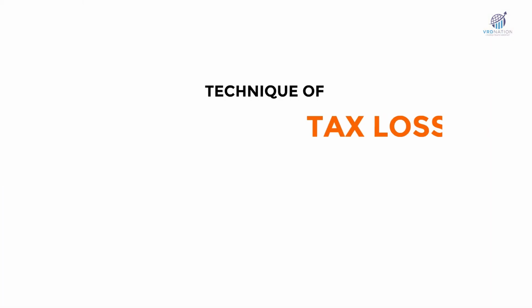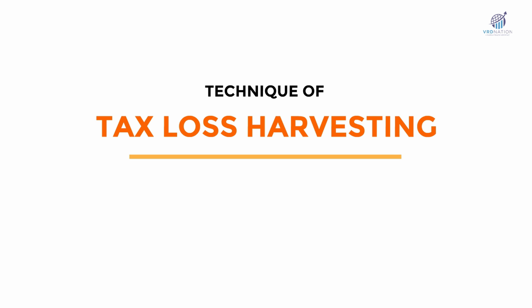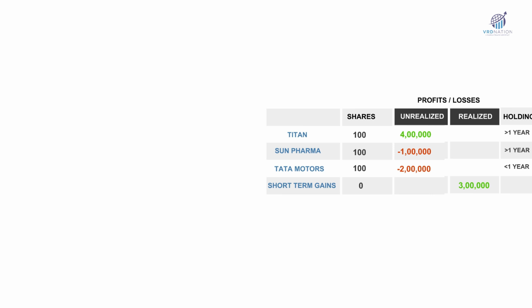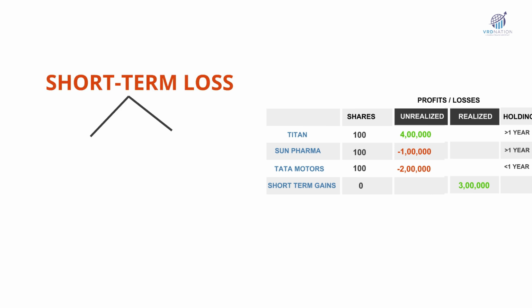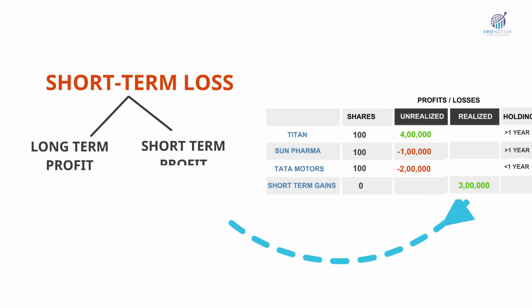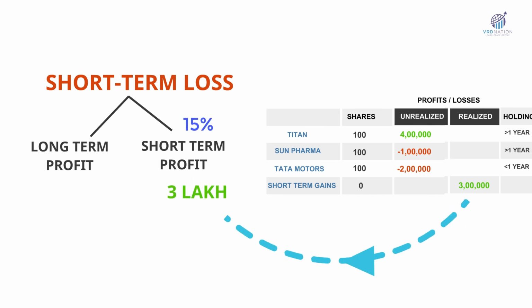Let me tell you the technique of tax loss harvesting that will bring down your tax liability without affecting your portfolio. So our income tax department says that if you have incurred any short-term loss, you can use that to offset any profits you have made from either long-term or short-term profits. Now you have a short-term profit of 3 lakh rupees on which you are willing to pay a full 15% tax. Why not incur a short-term loss and bring down this profit?